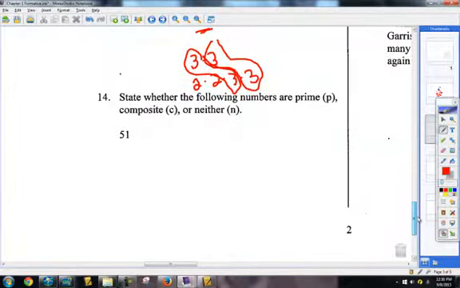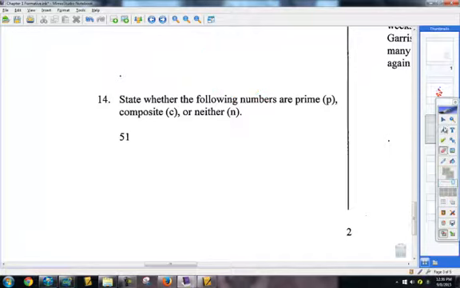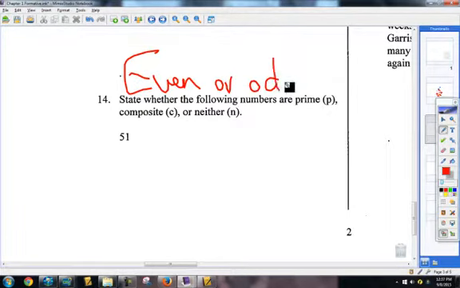All right, 14, prime, composite or neither. What do we ask ourselves right before we do prime, composite or neither? Who remembers? Manny? Is it even or is it odd?